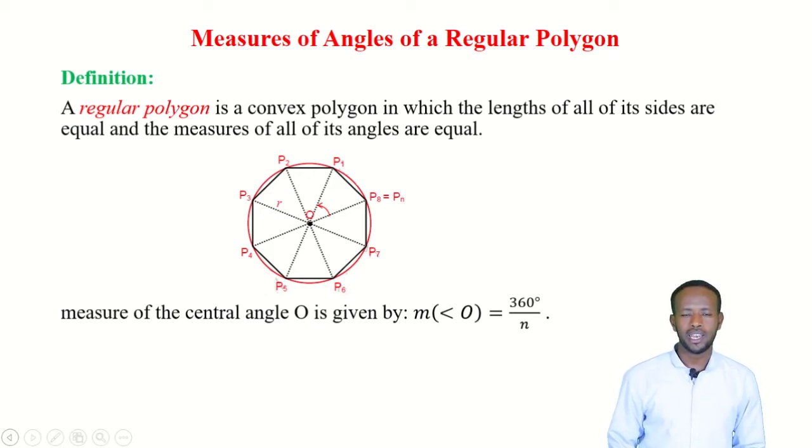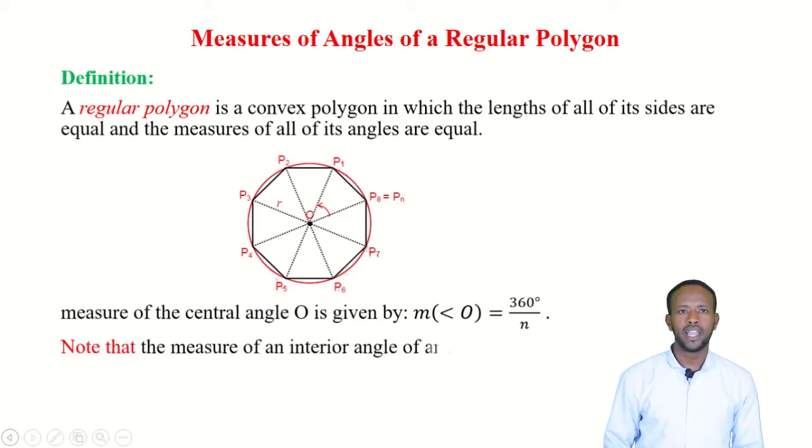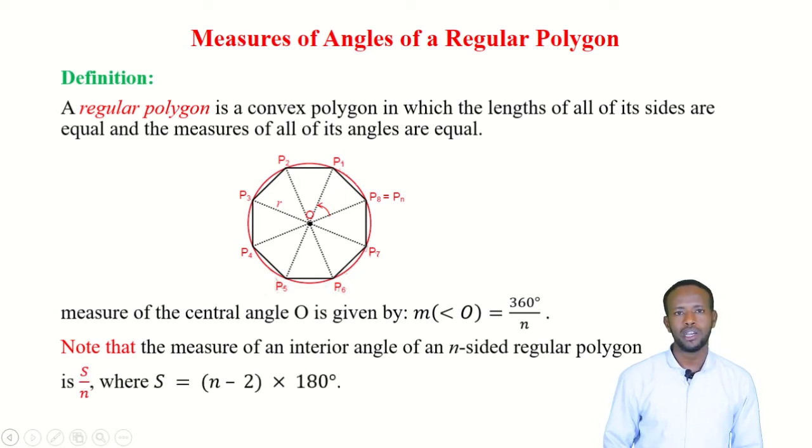The sum of the angles divided into 360 degrees gives the central angle, which will become what? 360 degrees divided by the number of sides of the polygon, n. Now note that the measure of the interior angle of an n-sided regular polygon is S over n, where S is what? n minus 2 times 180 degrees.